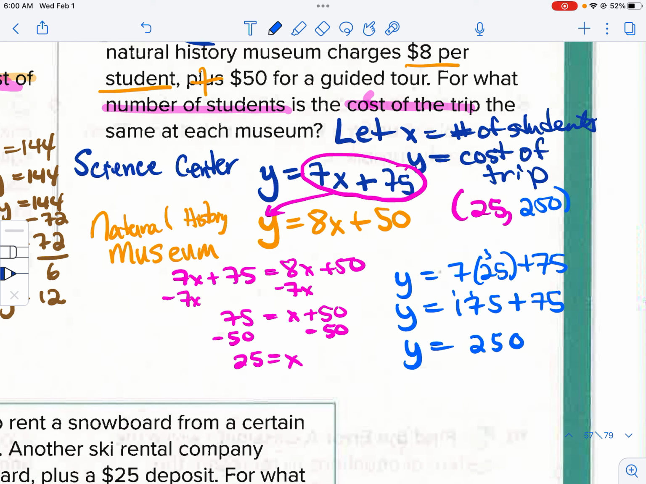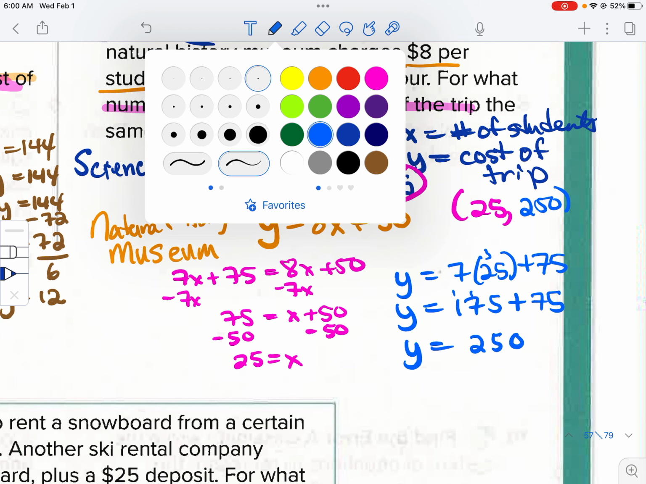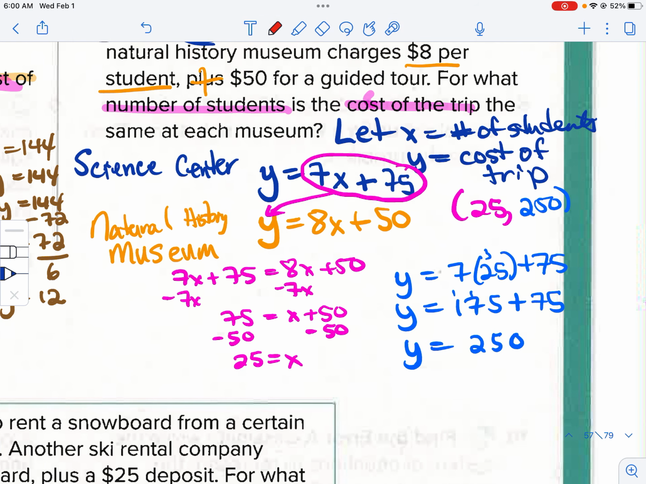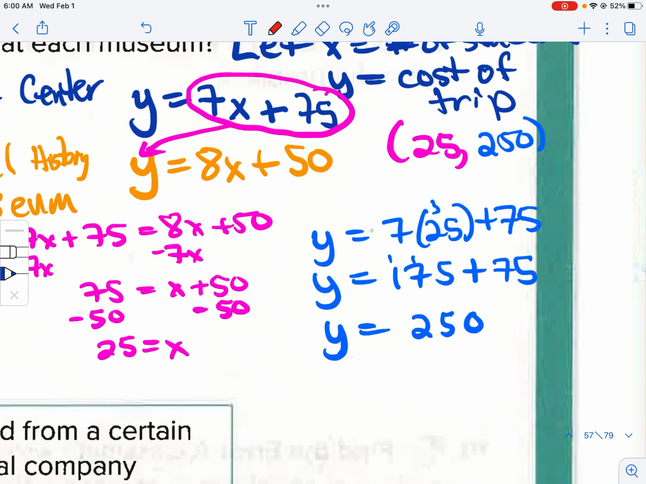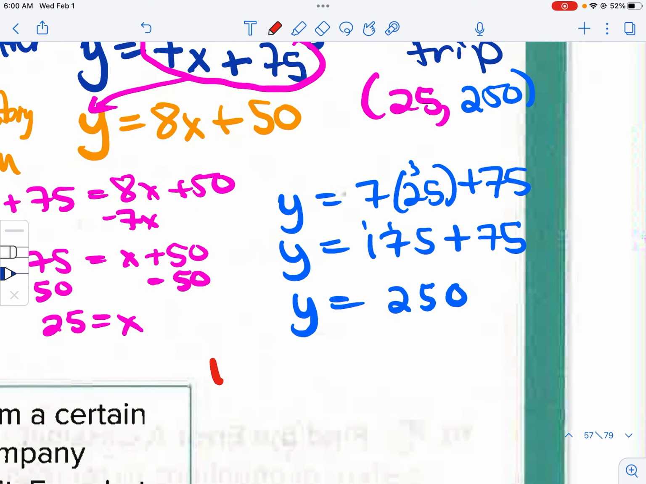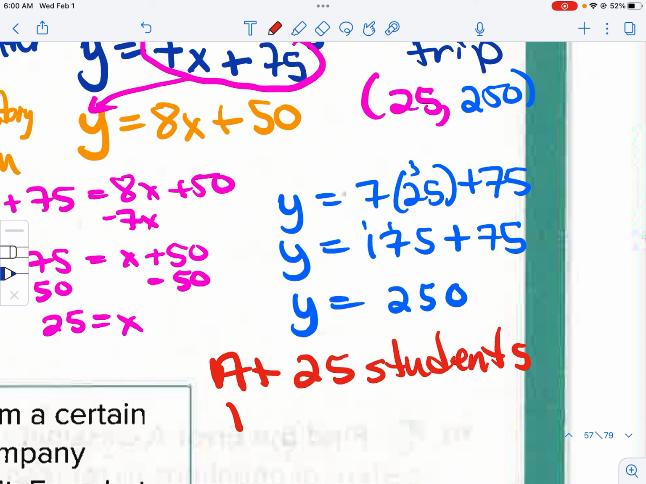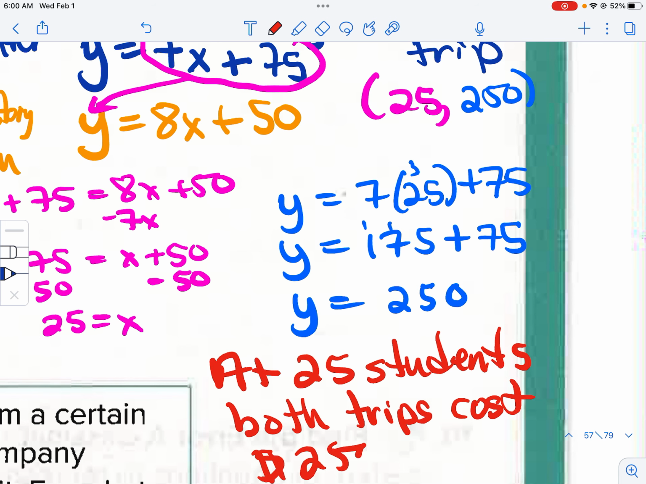So what does this mean? It wants to know when the cost of both of them is exactly the same. And how do I know what is exactly the same? Because it tells me. The X is the number of students. So at 25 students, both trips cost $250.